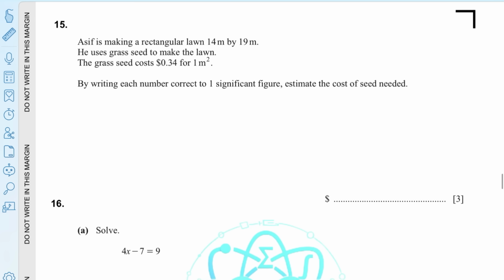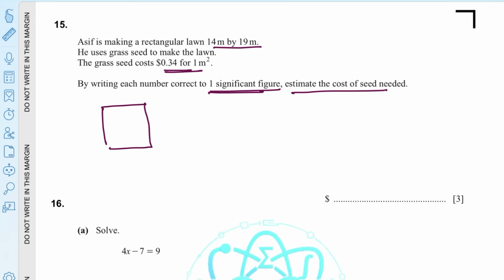Question number 15. A person is making a rectangular lawn, 14 by 19 meters. He used grass seed to make the lawn, and grass seed costs $0.34 per meter squared. Write each number correct to one significant figure and estimate the cost of seed needed. Okay, try to understand this.